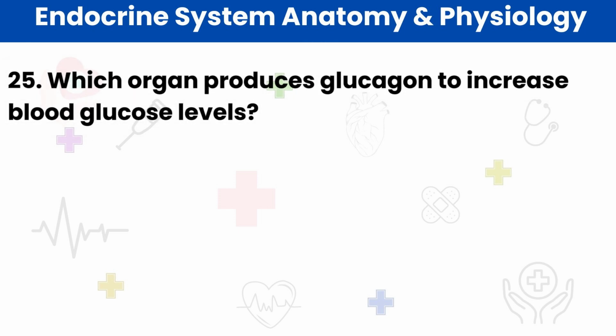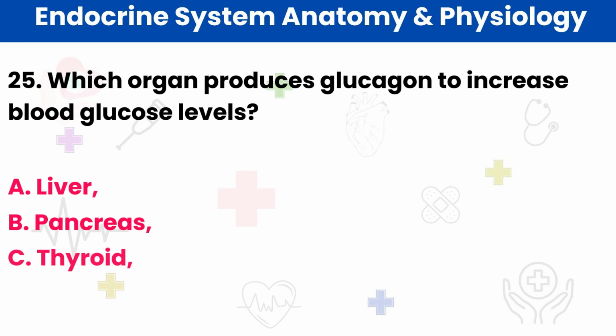25. Which organ produces glucagon to increase blood glucose levels? A. Liver. B. Pancreas. C. Thyroid. D. Adrenal gland.